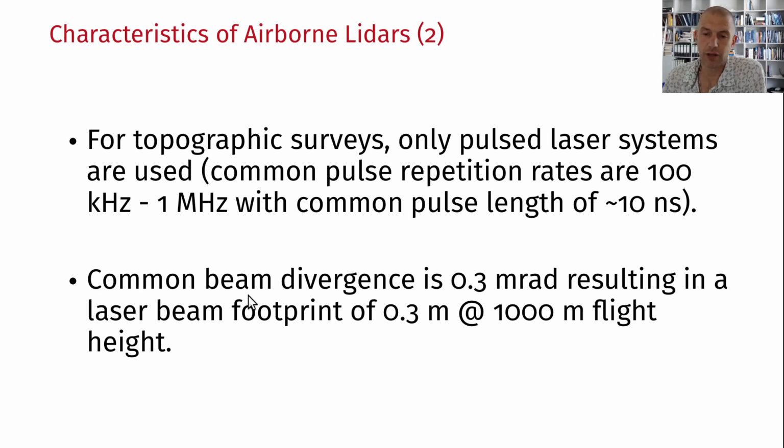A comment here regarding the beam divergence. We have common beam divergences, so how the beam is opening up as it goes along a certain distance, of 0.3 milliradians. That usually gives you a footprint of 0.3 meters or 30 centimeters at 1,000 meter flight height. So these are modern systems that allow you to have a fairly small dot on the surface.